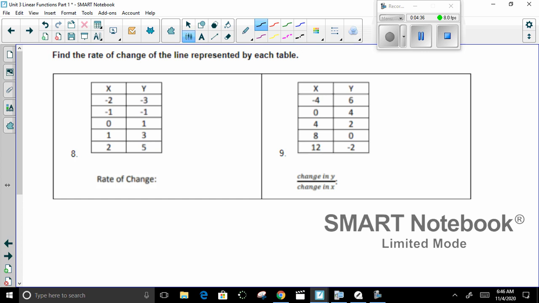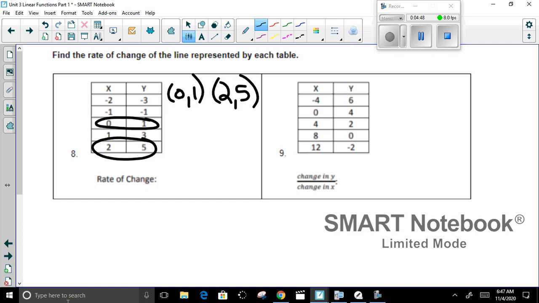I'm going to pick 2 points. It doesn't matter what 2 points you pick. I'm going to use this one, and I'm going to use this one. So I'm using the point 0, 1 and 2, 5. You just have to have 2 points. Any 2 points will work as long as you do your math correctly. Remember, your first one is x1, y1. Your second one is x2, y2.